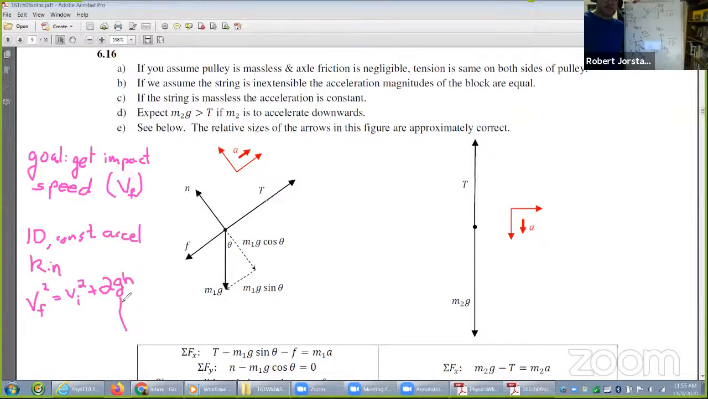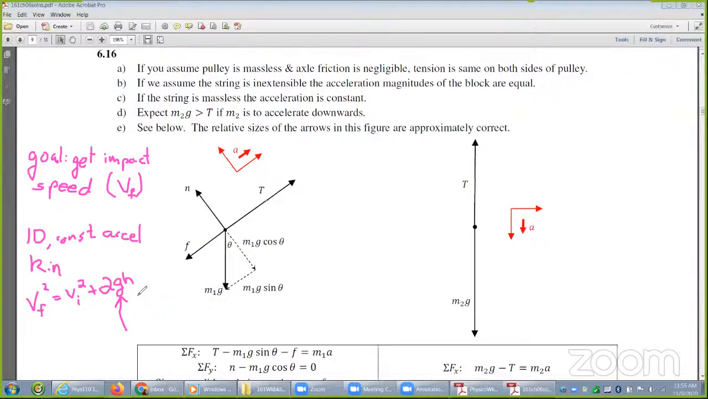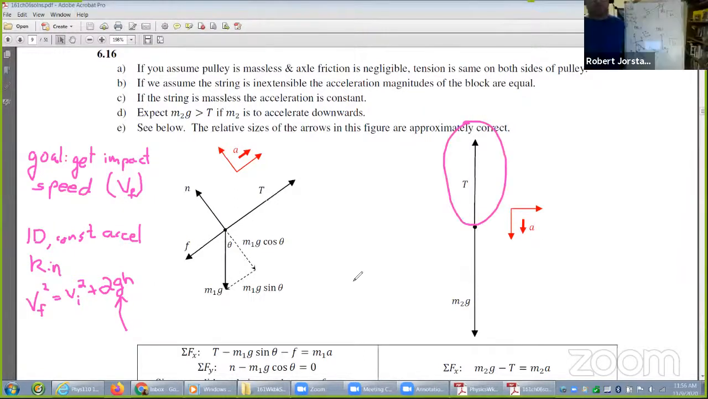Why is this not right? I thought the acceleration was G. It's not. It's falling down. It's negative G? Nope. Because it's not in free fall. There's a string attached to it. Right? So this does not work. We can't just say that. It's A times delta Y.